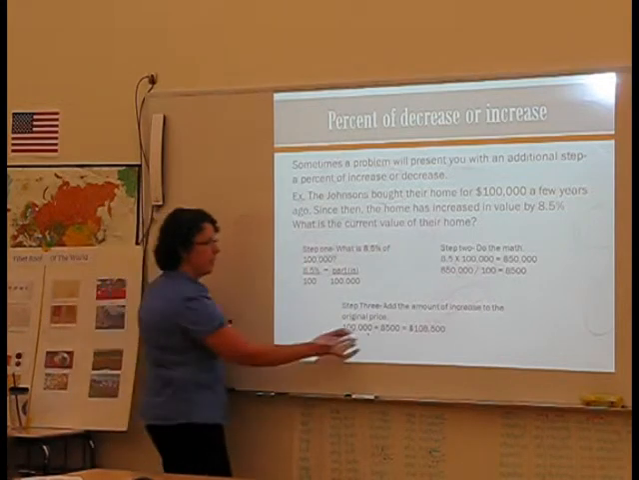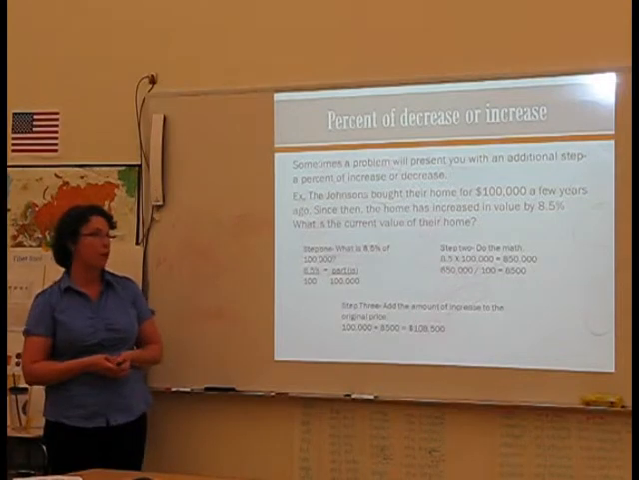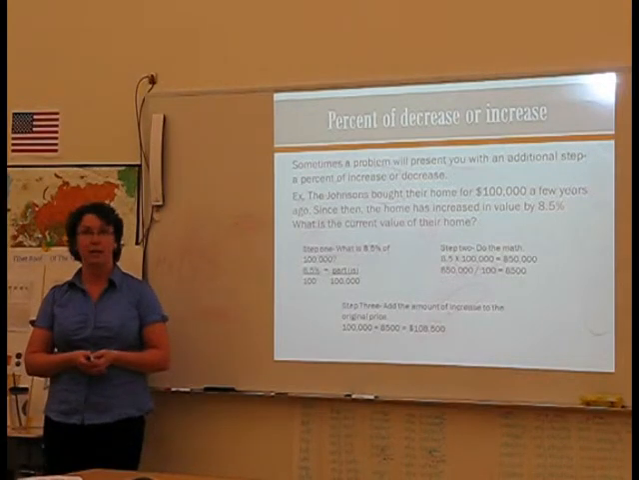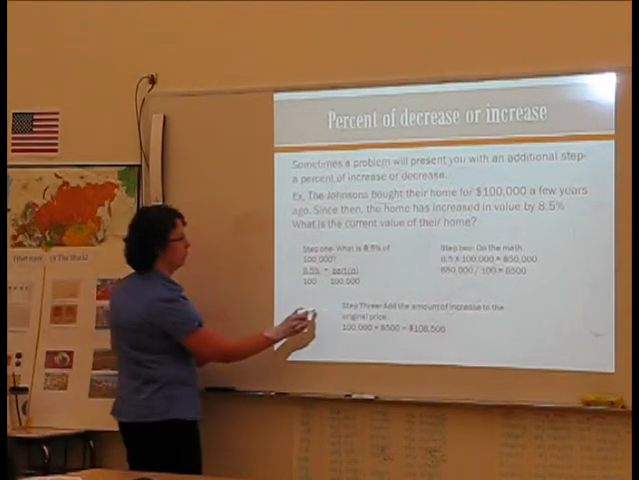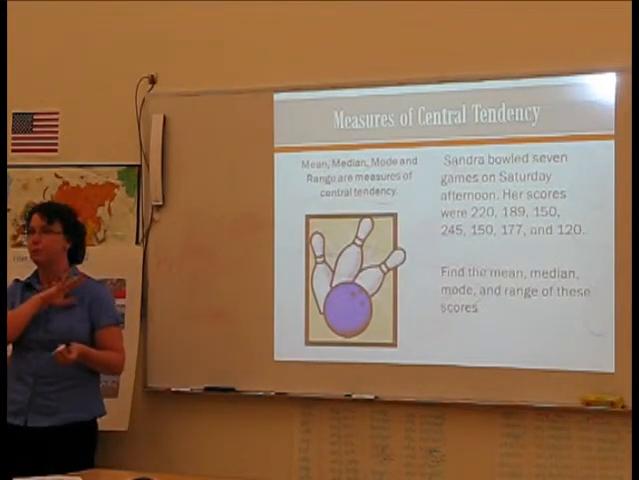$100,000 plus $8,500 is $108,500. That's the new value of their home. It's gone up by $8,500. You like? All right. Okay, moving on. Any questions about proportions or percents before we move on?